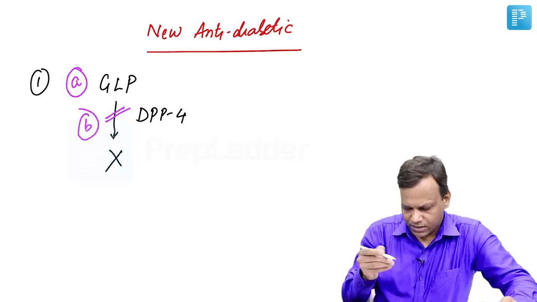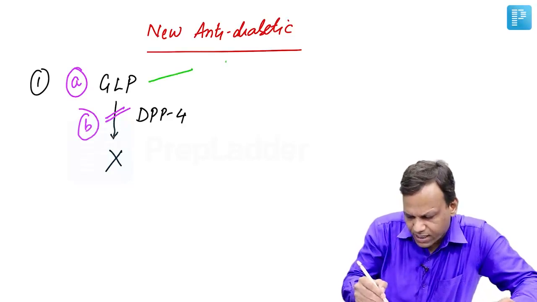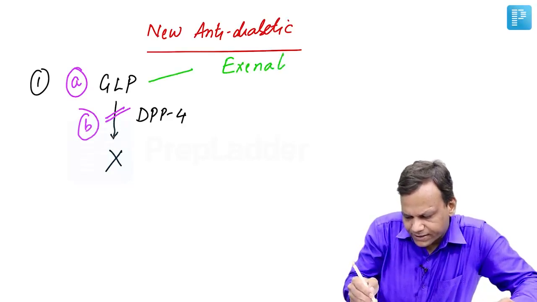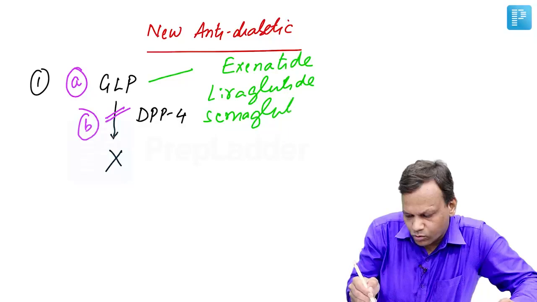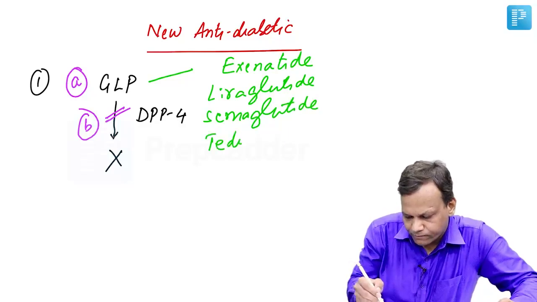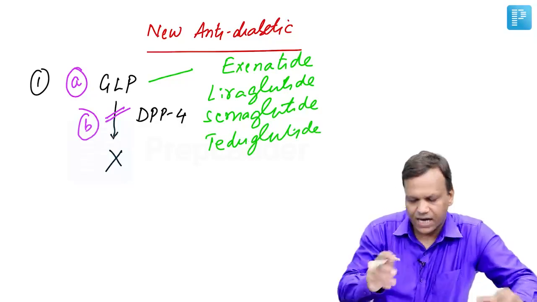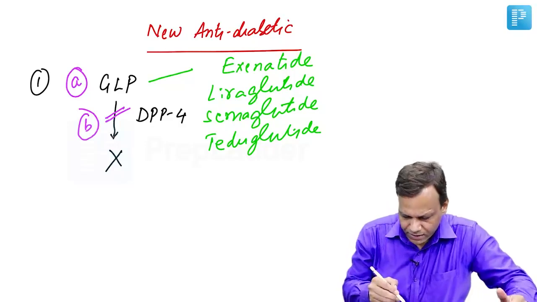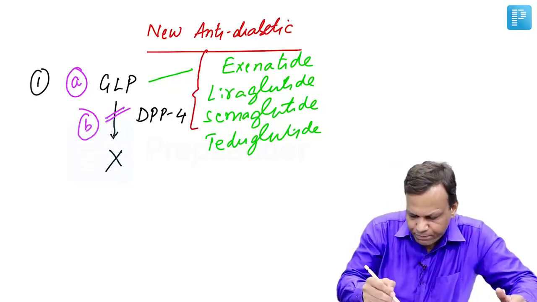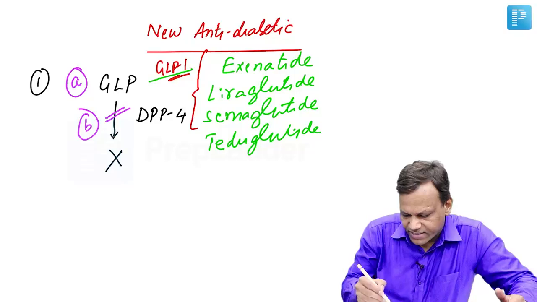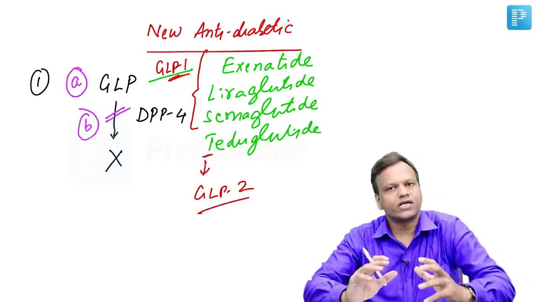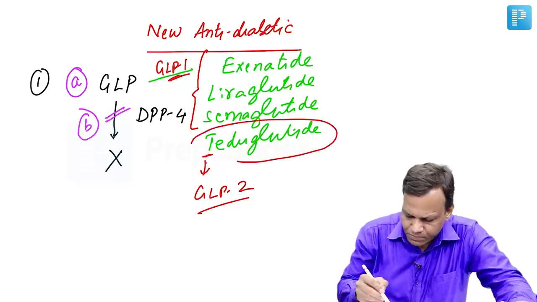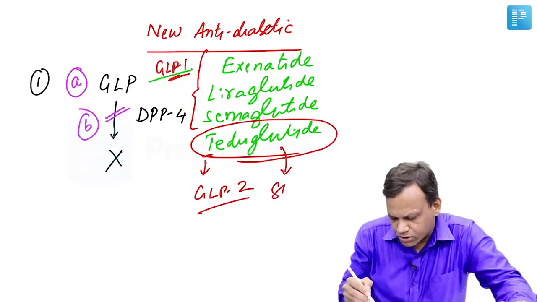metabolism of GLP. The drugs where GLP is given from outside include exenatide, liraglutide, semaglutide. So drugs which end with glutide, teduglutide. All these drugs are GLP analogs. Among these, the other drugs are GLP-1 analogs, whereas teduglutide, the name says, is a GLP-2 analog. All these drugs are used in diabetes, but teduglutide is mainly used for short bowel syndrome.